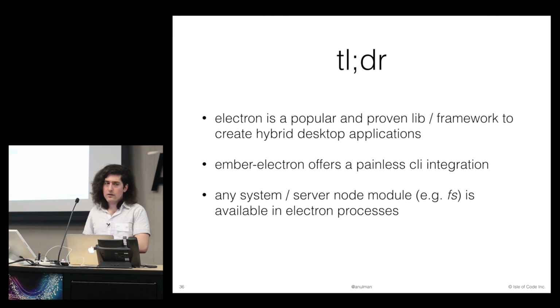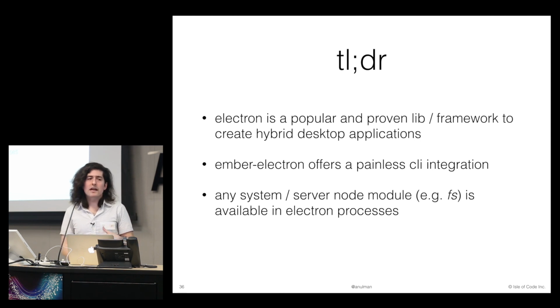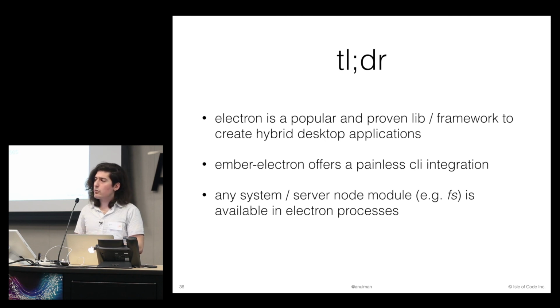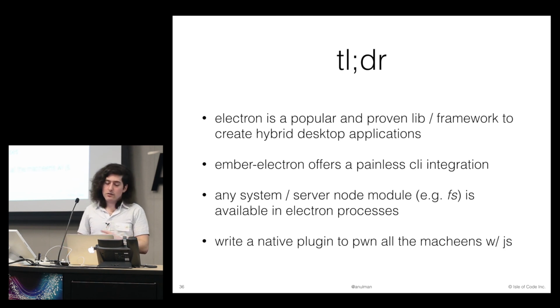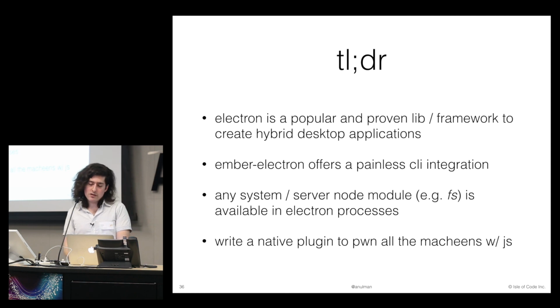Electron allows you to use any system or server node module, like fs, in all of its processes, whether you're running in the main process or the browser window. You still have access to things like fs or path or any dependencies built into your application. And lastly, you can write native plugins to pwn all the machines.